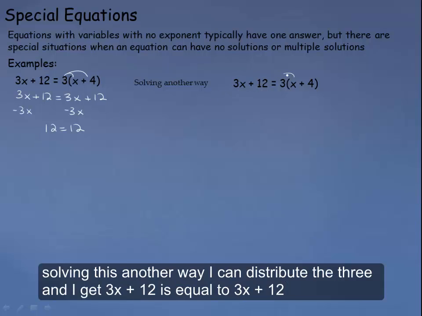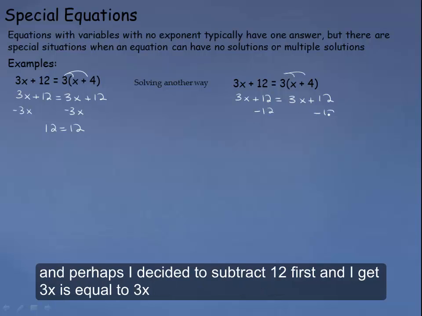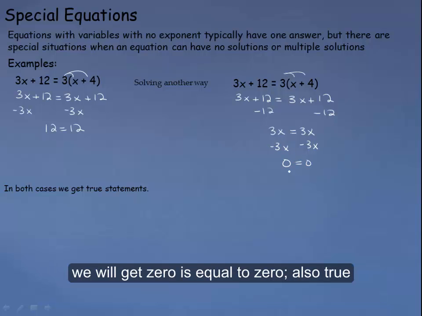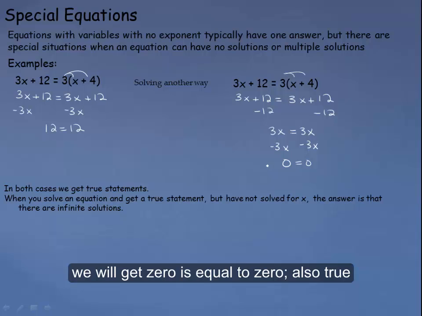Solving this another way, I can distribute the 3, and I get 3x plus 12 is equal to 3x plus 12. And perhaps I decided to subtract 12 first, and I get 3x is equal to 3x. In both cases, we get a true statement. 12 is equal to 12. 3x is equal to 3x. If we take it further, we will get 0 is equal to 0, also true.